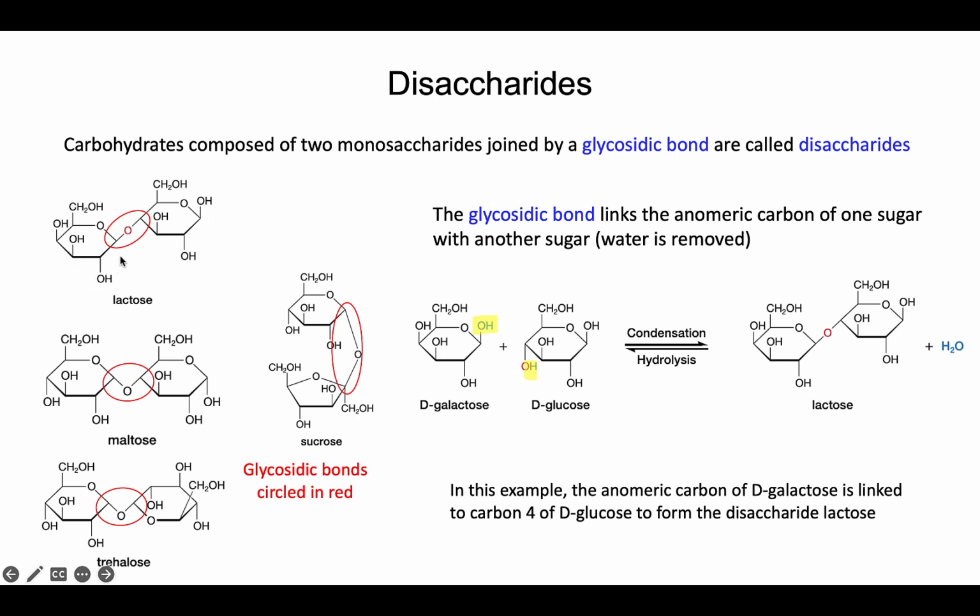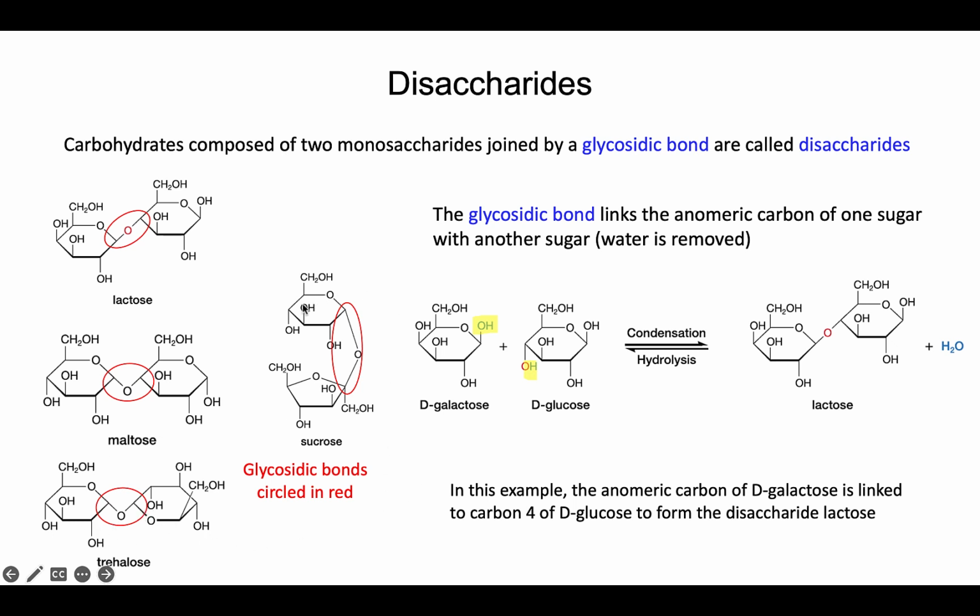Other examples of disaccharides out there are lactose. So here we have the anomeric carbon of this sugar, so this is carbon number 1, in a glycosidic bond with carbon number 4 of the second sugar. Here we have maltose, which is a very similar type of arrangement where the anomeric carbon is in a glycosidic bond with carbon number 4 of the second sugar. And then trehalose is a bit different. So both anomeric carbons are in a glycosidic bond.